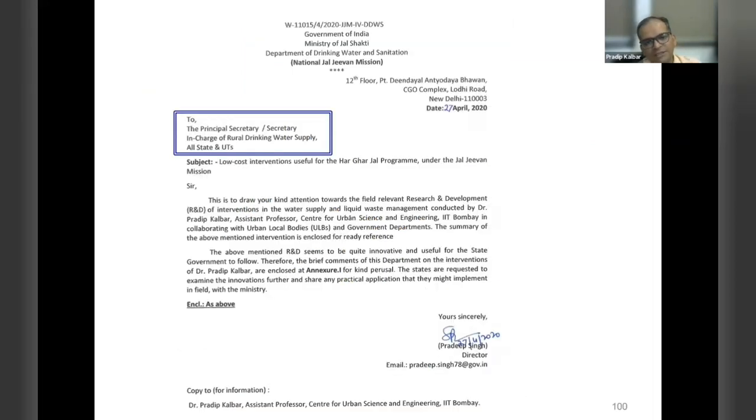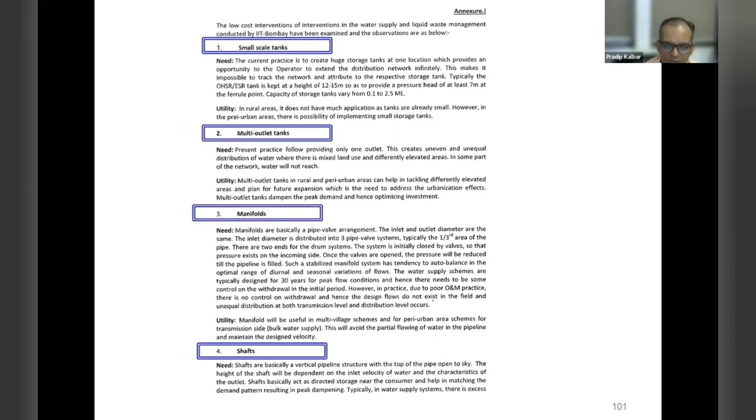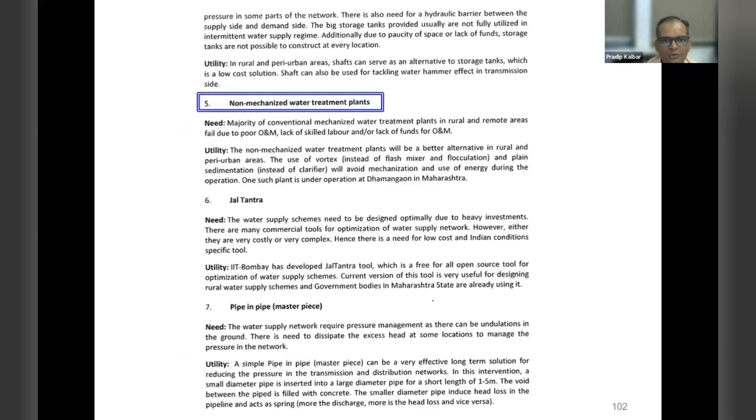The Minister of Jal Shakti has given directions to all the principal secretaries to use these innovations, try those innovations, and we will be happy to work. All the small tanks, multi outlets, manifold, shaft, they have given, so this is in the public domain. This particular advisory they have issued. Non-mechanized water treatment plants, very useful for rural areas. Jal Tantra, pipe in pipe. Not all innovations have been discussed, only a few.